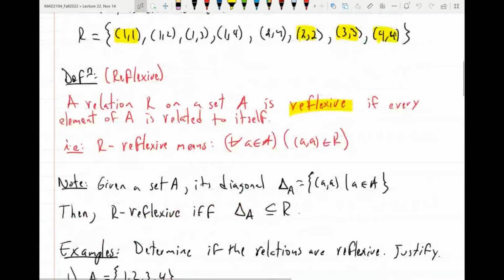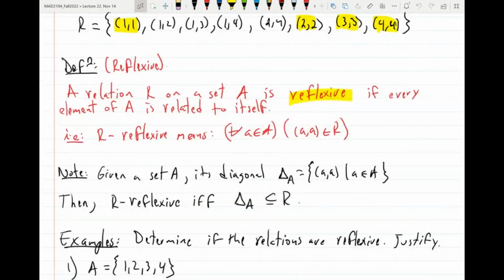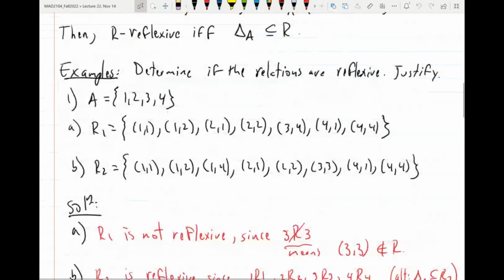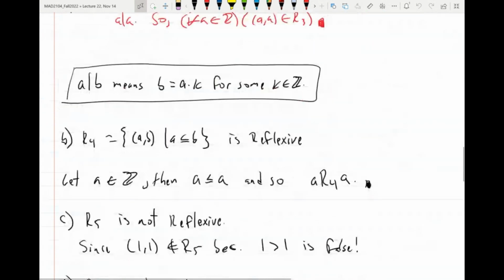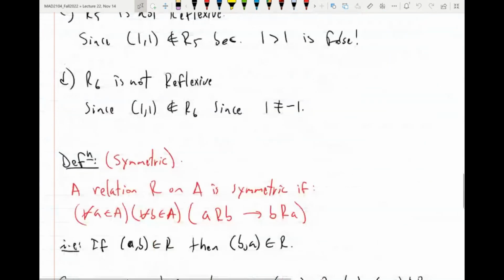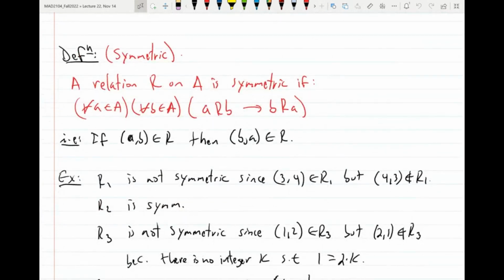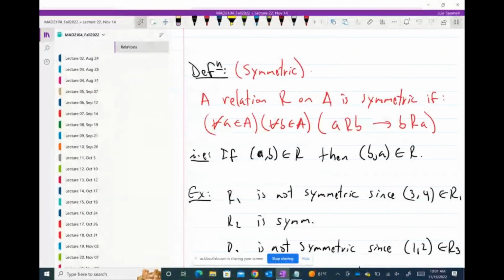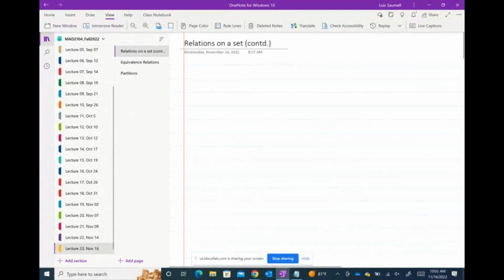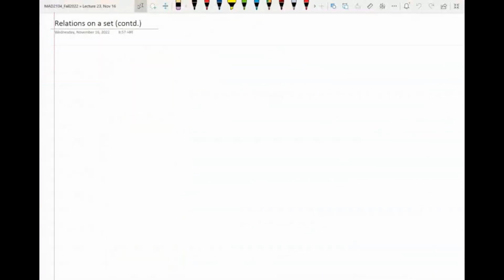All right, and then we talked about some properties. We discussed reflexive. Remember, reflexive means every element has to be related to itself. Then we talked about symmetry, and the definition: a relation is symmetric if every time that A is related to B, then B has to be related to A. Okay, so when you flip it, they are also related. So let me actually write down all the properties that we are interested in, and then we do a couple more examples.